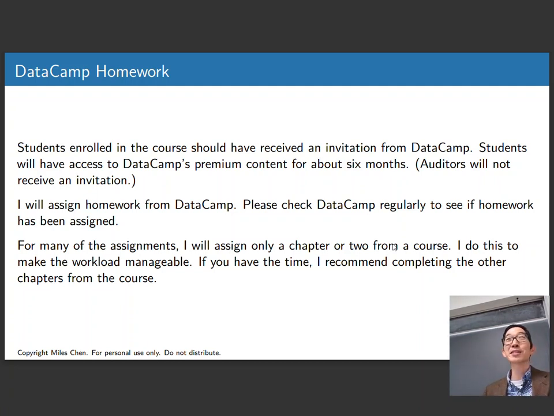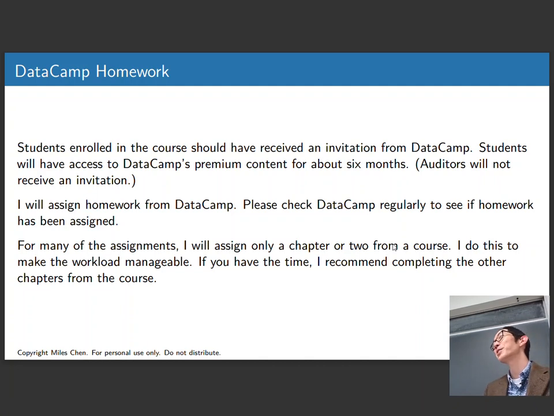DataCamp also does these certificates of completion. I'll generally assign just a couple of chapters from a course. A course is usually maybe four or five chapters. It's up to you if you want to complete the rest of it. I know you have so much spare time. You get these little certificates of completion, and I don't know if anybody cares about DataCamp certificates, but you can get them.